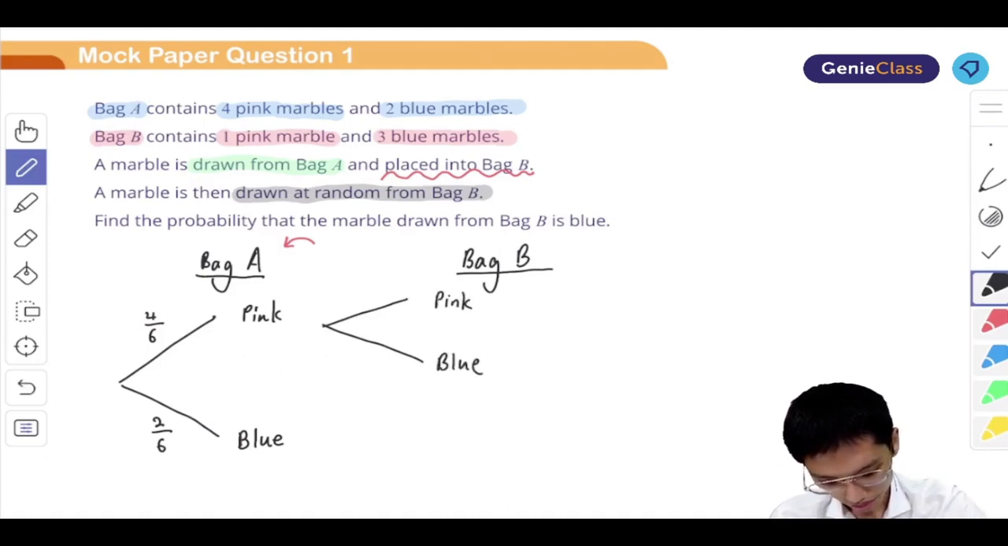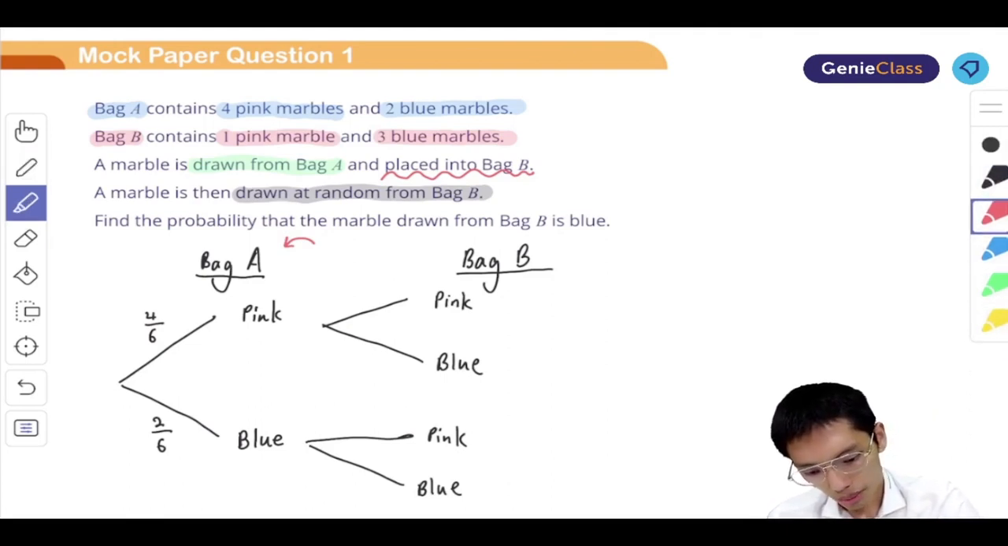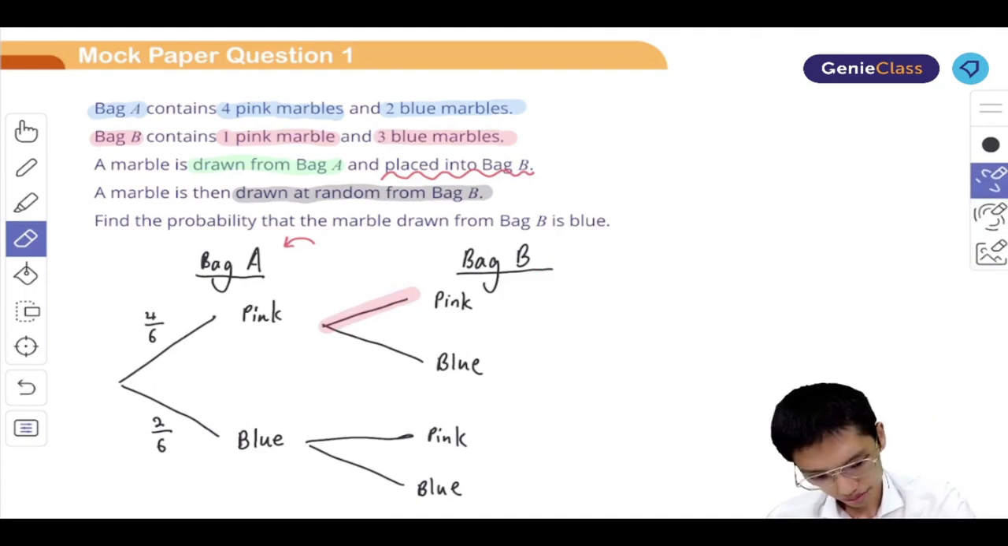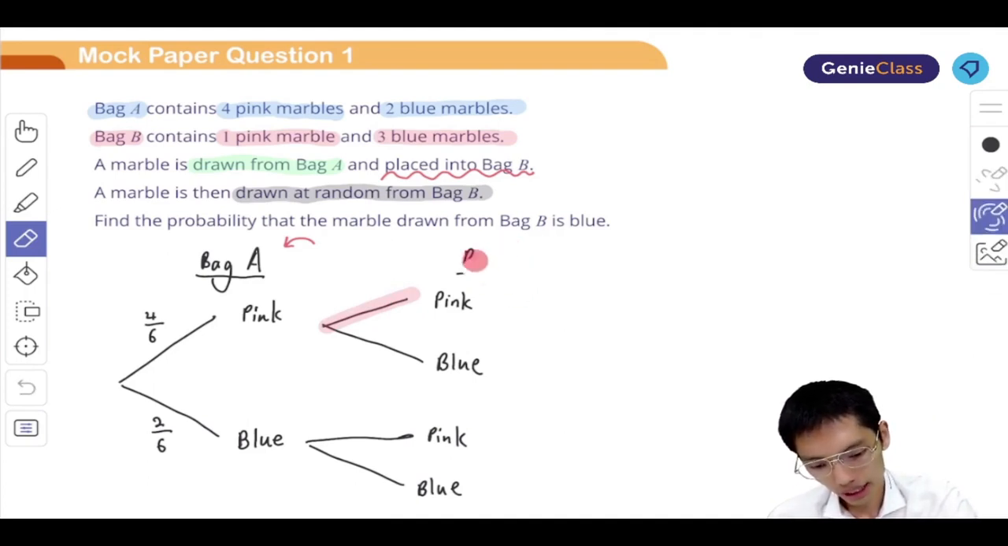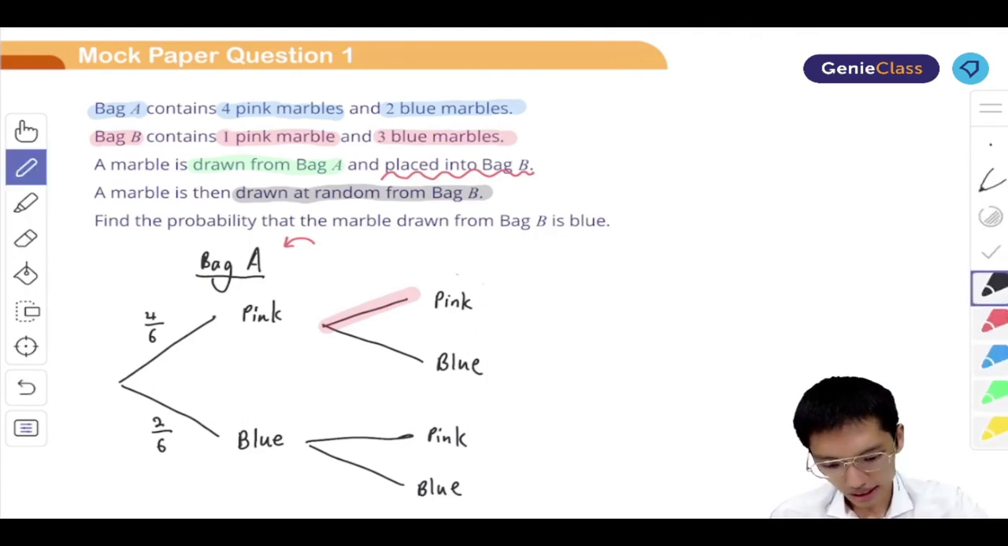blue, pink, blue. So I'll give you some time to read about it, and let's see what will be the probability that I were to put for this branch? For the red color branch. This one is a little bit harder. It's a little bit harder. So not all questions are as such.